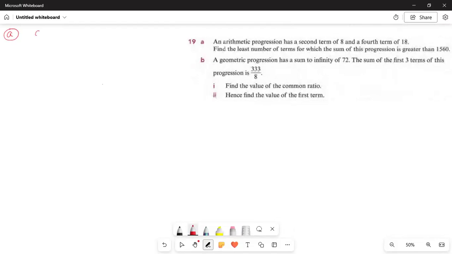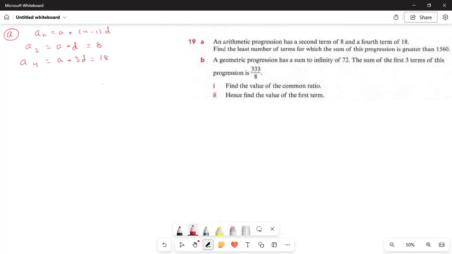You remember the arithmetic progression has nth term a plus (n minus 1) into d, where a is the first term. So the second term, a2, is a plus (2 minus 1) into d, so a plus d, and that is equal to 8. And the fourth term, a4, is similarly a plus (4 minus 1), 3d, and this is equal to 18.